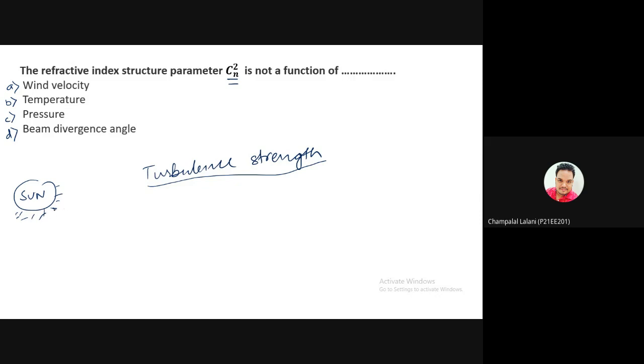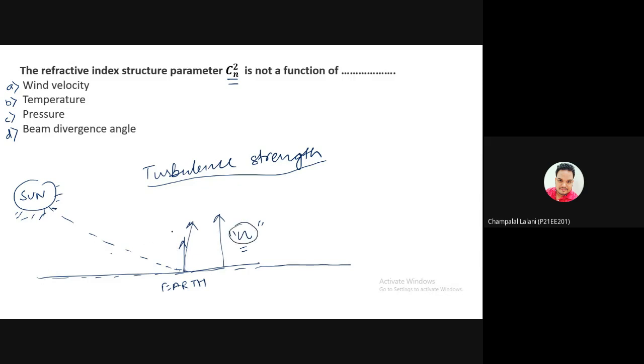When sun rays fall on Earth, the temperature near the Earth's surface is high, and as you move up, the temperature decreases. Due to the difference of this temperature, there is a change in refractive index as you move along the height, along this arrow. So as you move up, the refractive index changes because of the temperature. And not only temperature, the pressure, temperature, and wind velocity, all this change the refractive index.